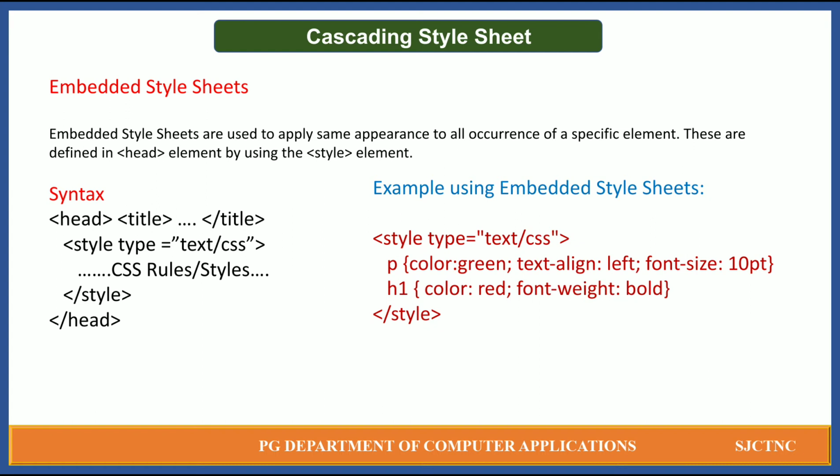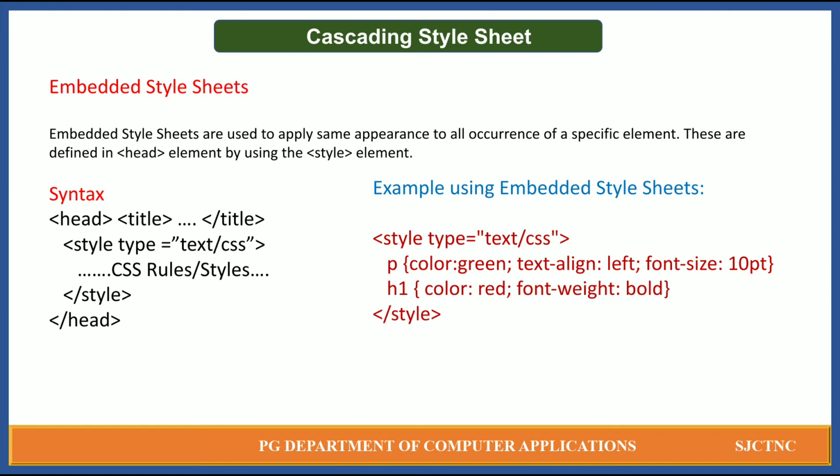That is, in a page we can have several styles. All styles can be grouped together and stored in a particular tag, the style tag. Within that tag we are going to store all the styles, so it is called an internal style sheet. Here we can see a small example. Within the head tag we have a style tag, style type equal to text slash CSS.